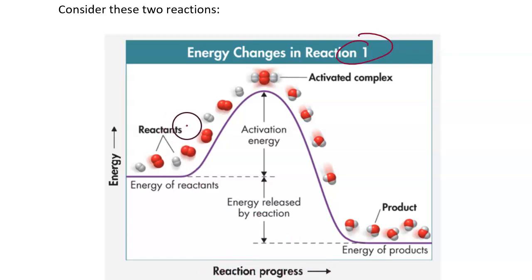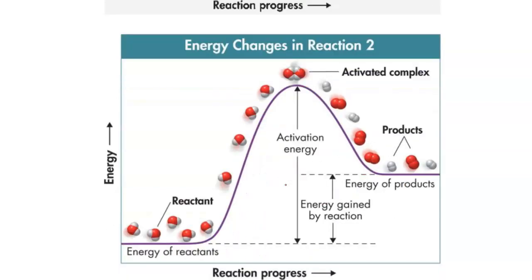Let's say that we start with a bunch of particles that are the reactants and measure how much energy those reactants have because they're moving around. They have kinetic energy. So let's say that we measure that energy and it is at this height on the y-axis. When the reactant particles collide with sufficient energy, the activated complex forms, which then changes into the final product. The products have less energy than what the reactants had to begin with. Let's contrast that with reaction number 2.